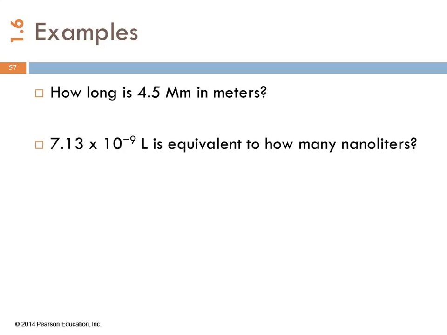So let's do some examples. How long is 4.5 megameters in meters? Well, 4.5 megameters, what does mega mean? 10 to the 6th. So that's 4.5 times 10 to the 6th meters. It's a megameter. Mega's big. Oh, he makes mega bucks. He makes millions of bucks. Mega is a million.